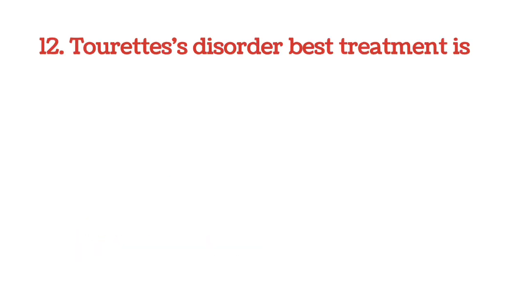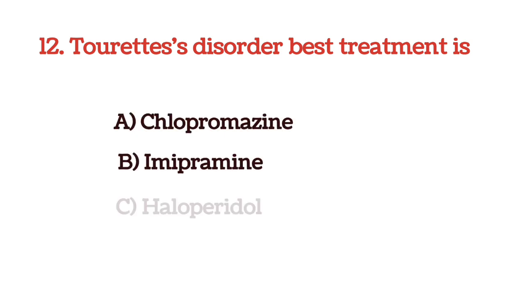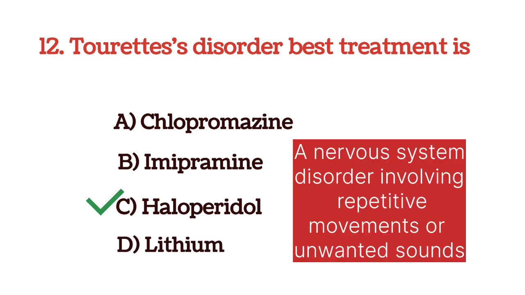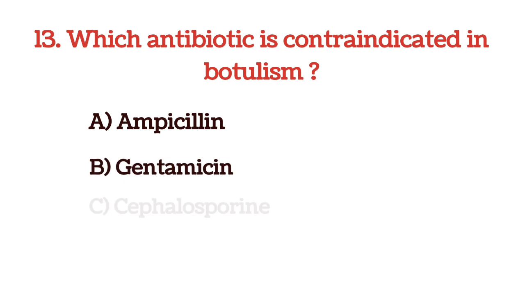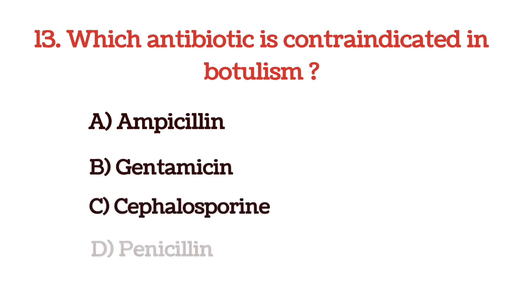Tourette's disorder best treatment is, options are chlorpromazine, imipramine, haloperidol and lithium, and the answer is option C, haloperidol. Let's see Tourette's disorder. It is a nervous system disorder involving repetitive movements or unwanted sounds. Which antibiotic is contraindicated in botulism? And the options are ampicillin, gentamicin, cephalosporin and penicillin, and the answer is option B, gentamicin.